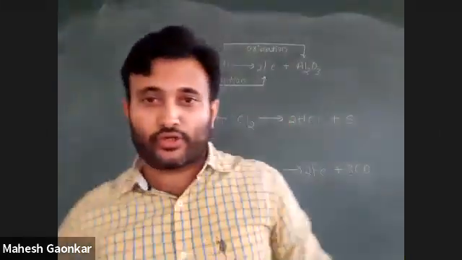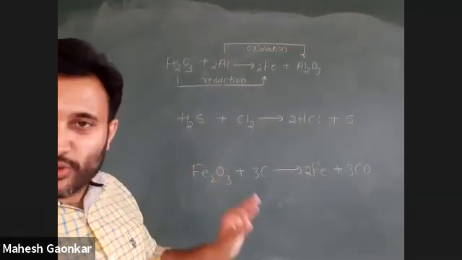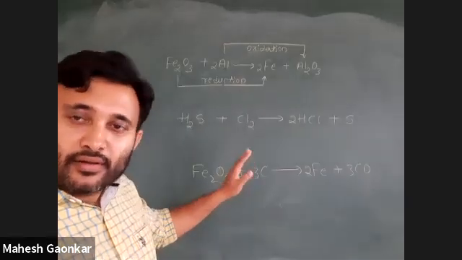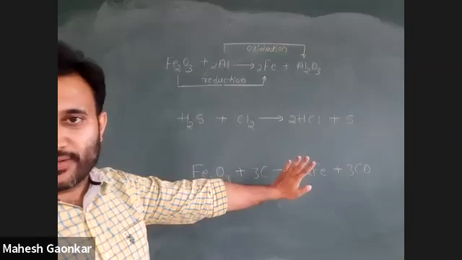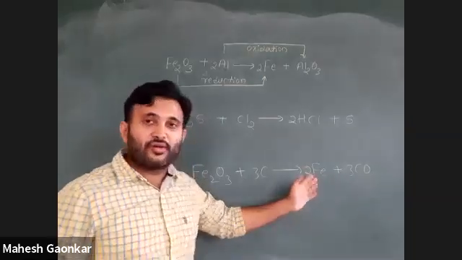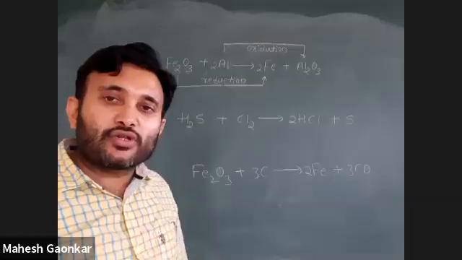Yes, Suresh. Sir, Fe2O3 is reducing. Fe2O3 is reducing, correct. It is reducing to what? Fe. Perfect. Sir, C is oxidizing. Carbon is oxidizing to CO, carbon monoxide. Correct. So Fe2O3 is undergoing reduction and carbon is undergoing oxidation. Okay, tell me which is the reducing agent?